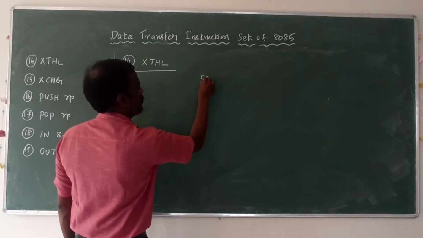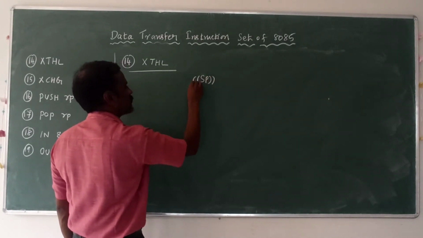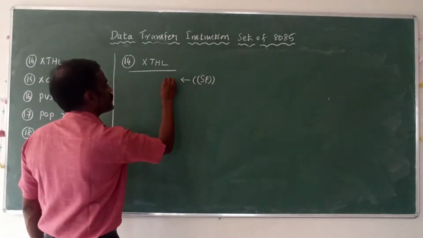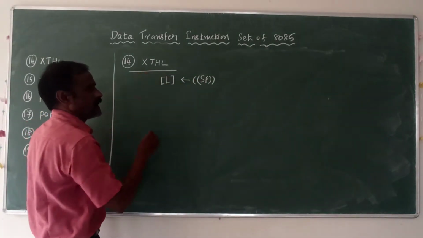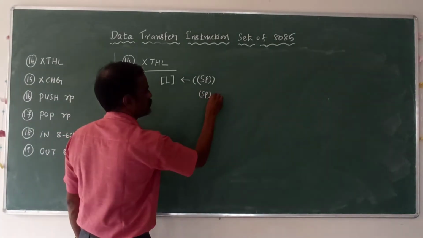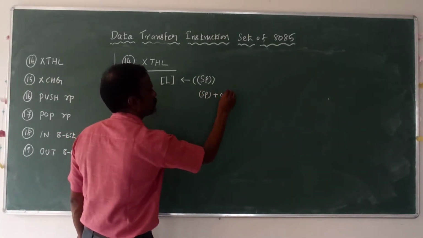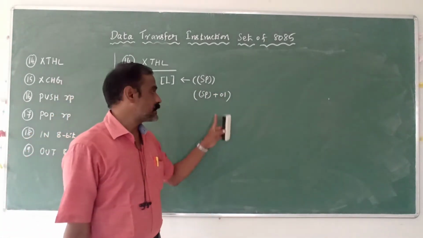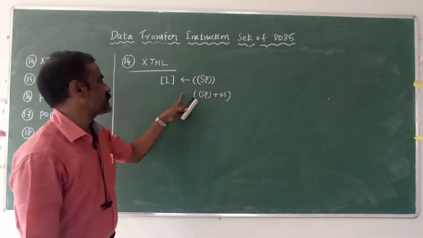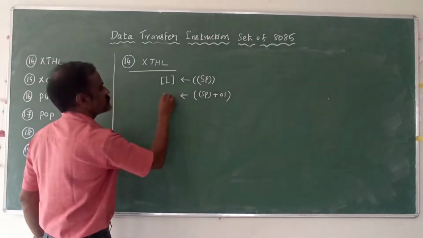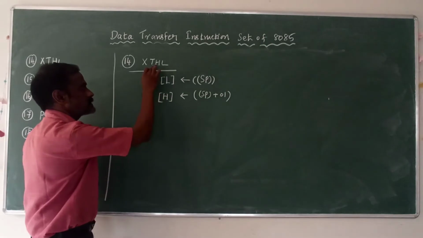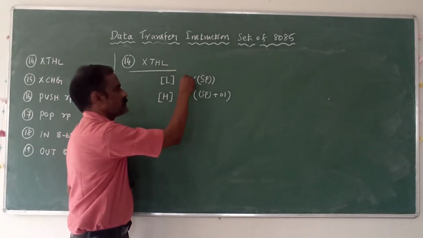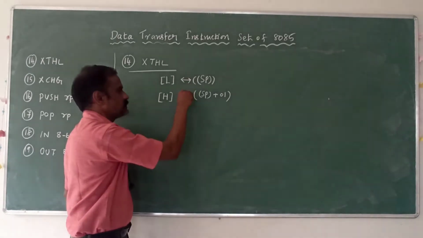Here the stack pointer address location data is moved to the L register, and then the stack pointer address is incremented by 1. The stack pointer address will be incremented. The next address location data is moved into the H register. This is the operation of XTHL.